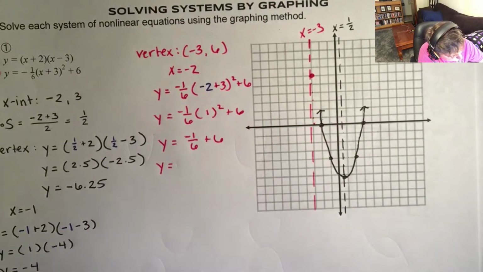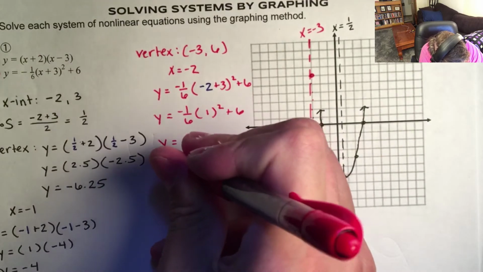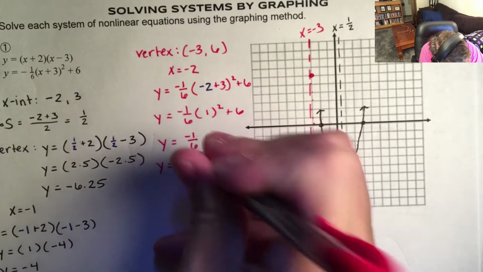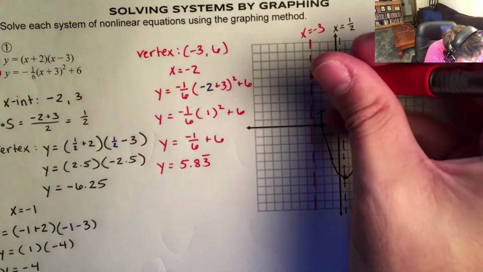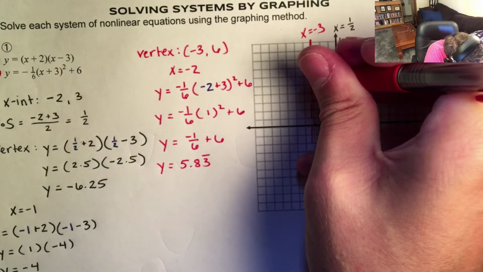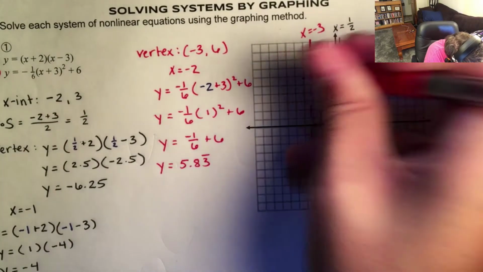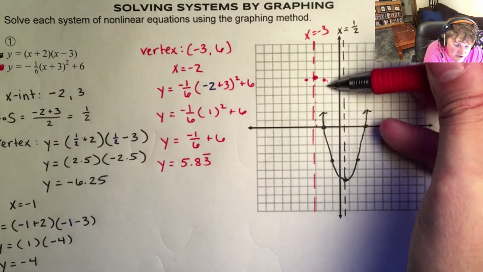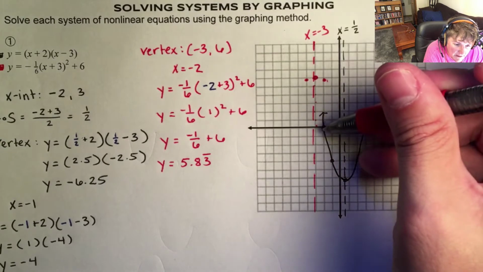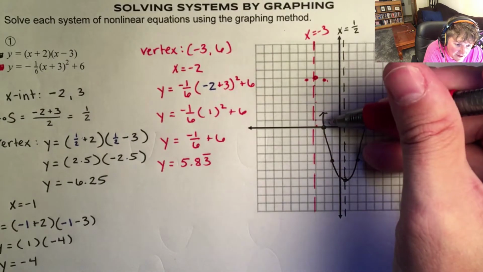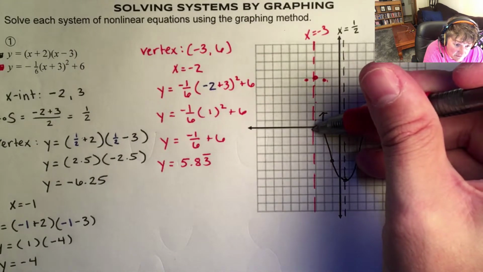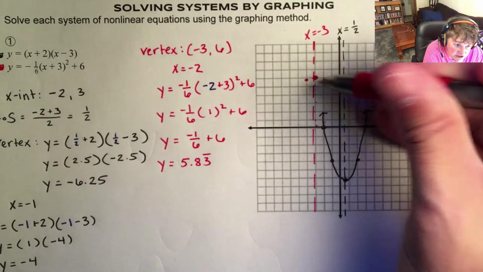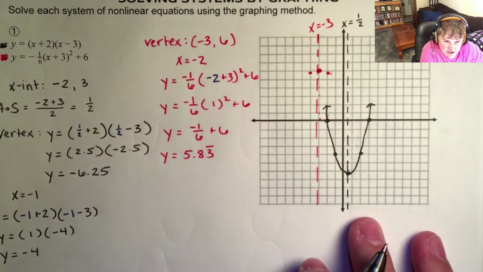Like 5.83 repeated. Okay, so this isn't going to be a great one to graph, but this is okay. So when I pick -2, it's like 5.8 something. So it's like right here. So I know that these x values don't match up. Okay, so that's kind of telling me that I probably want to take this black line and check when x is -3 because there's a chance that it crosses right here. We'll have to see here in a minute.